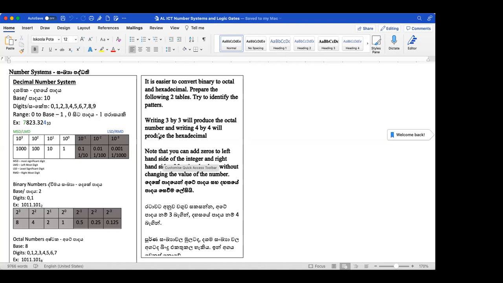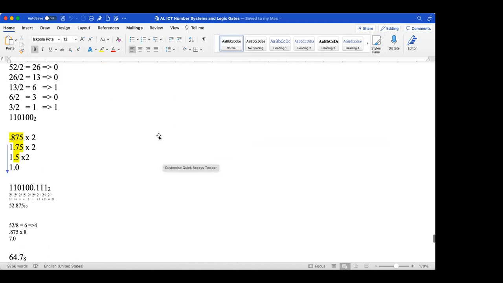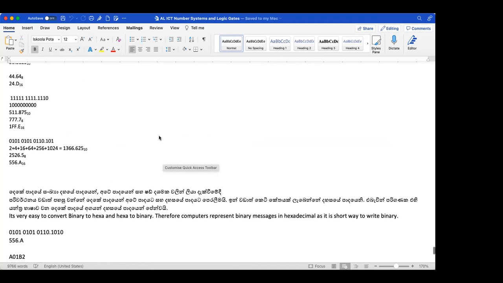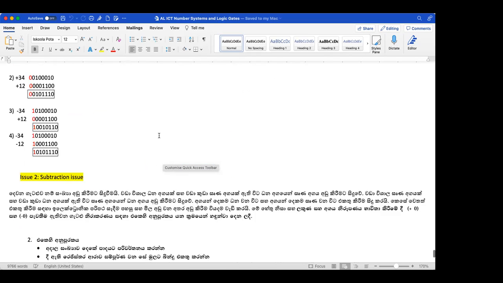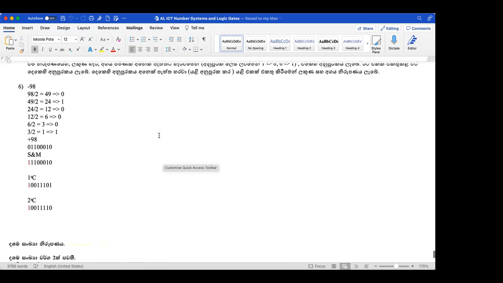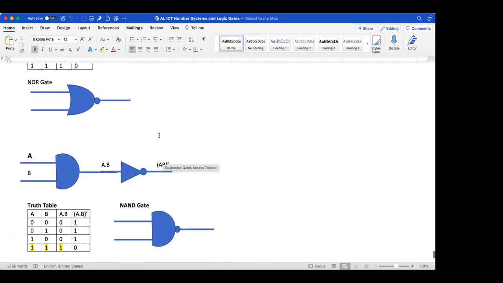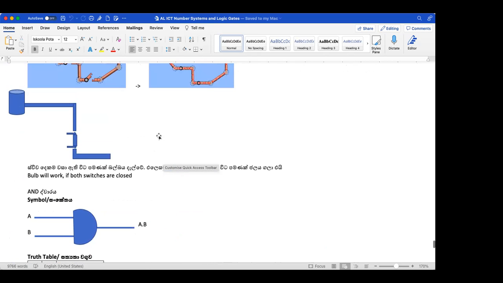Okay. You can see the screen. We have already discussed number systems, and then we stepped into the logic gate part. Actually, this part. These are the gates that we were discussing.